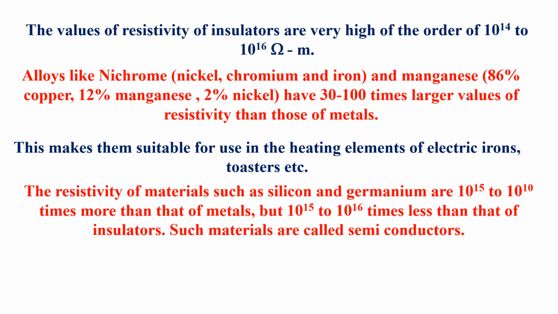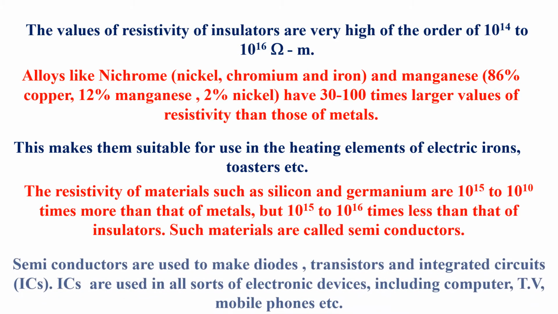And the resistivity of materials such as silicon and germanium is 10 to the power of 15 or 10 to the power of 10 times higher than metals, but they are less than insulators. That means it is higher than metals, but lower than insulators. And that is the reason why they are called semiconductors.